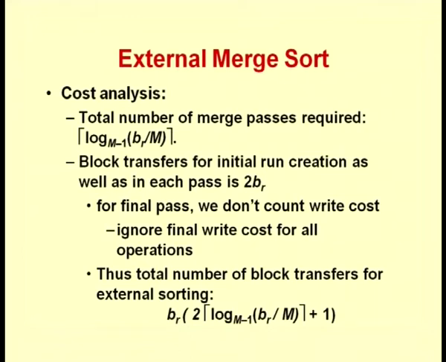Cost analysis of external sorting: the total number of merge passes required is the ceiling of log base M minus 1 of Br by M. Block transfers for initial run creation as well as each pass are 2 Br. For the final pass we do not count the write cost, ignoring the final write cost for the output.